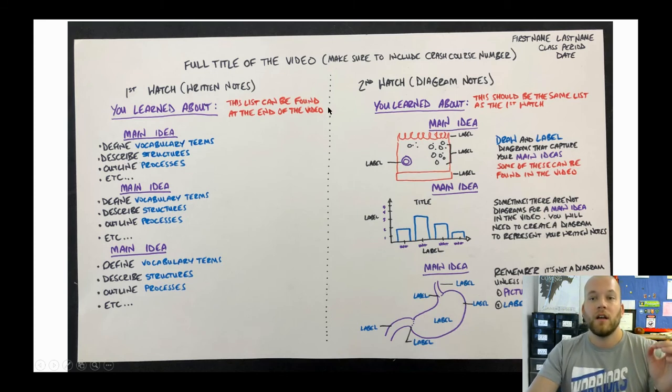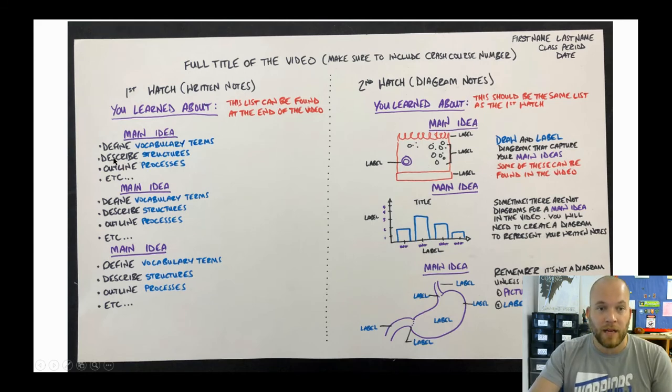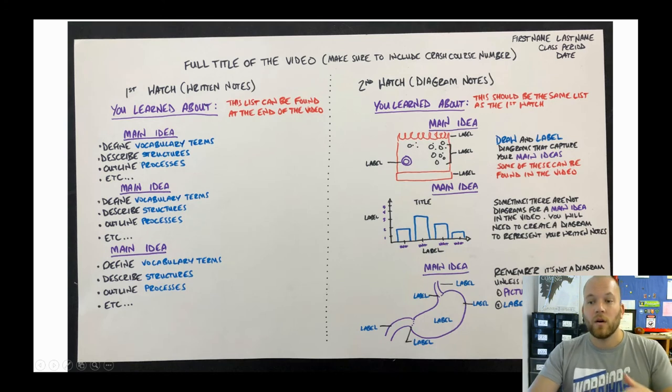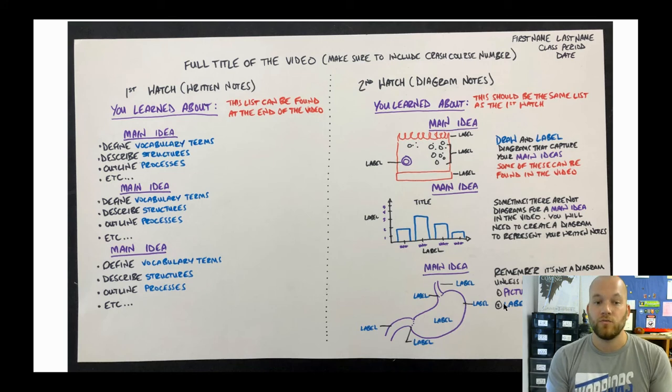Then you take your second watch and you do diagram notes. Now, this is taking exactly the same information, exactly the same main ideas, what you have done in the first watch on the left side. On the right side, you are taking the main idea and you're drawing and labeling a diagram. A diagram is a picture that has been labeled. And then if you have a graph or a labeled anatomical diagram, these are what you're using to complete your diagram notes. So video notes of Crash Course in this class are going to be two parts.